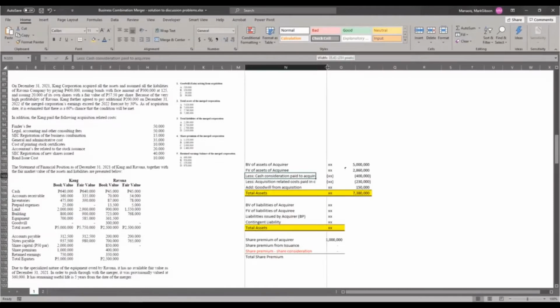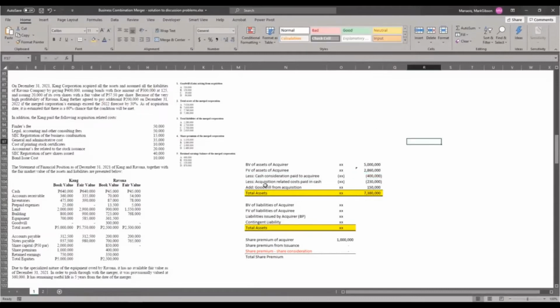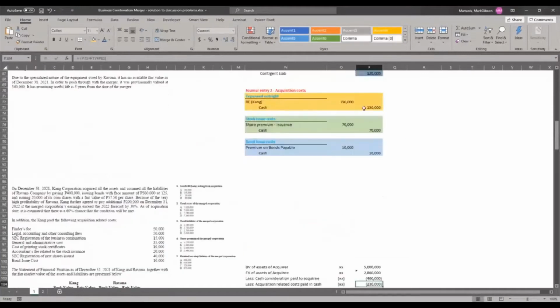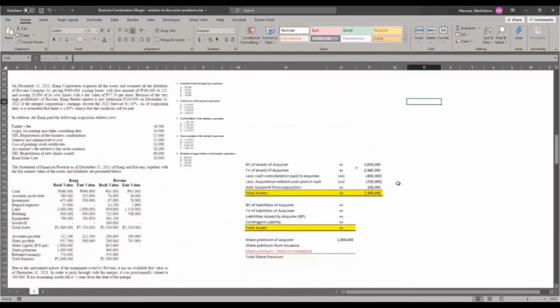Less, pansinin, cash consideration paid to acquiree. Eh, alam naman agad yun, that's 400,000. Okay? Less acquisition-related costs paid in cash. Basically, all of those three. No? So, we have 150, 70, and 10. Or that's equivalent to 230,000. And then, of course, we have to add goodwill from acquisition, 150,000. So, the total assets would be 7,380,000. Now, here's my suggestion to you.